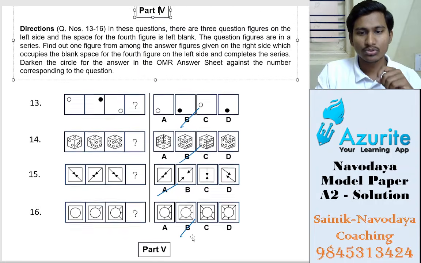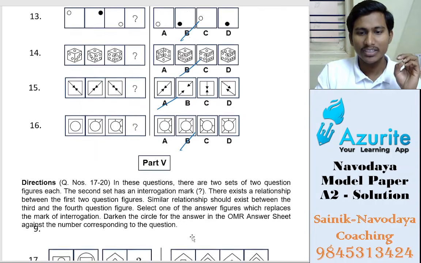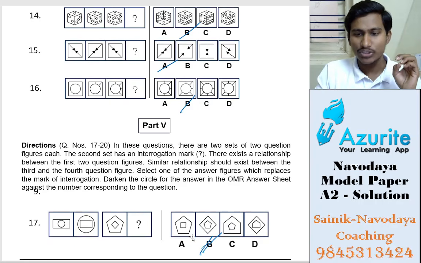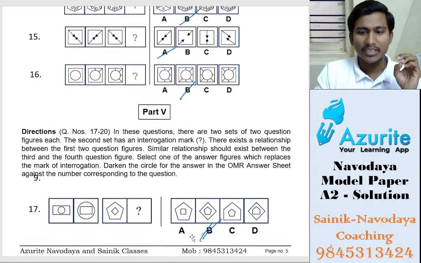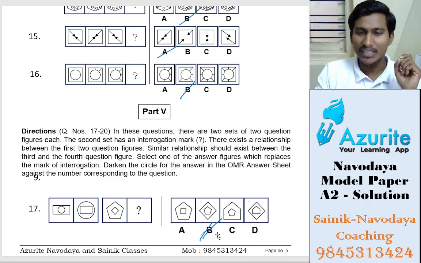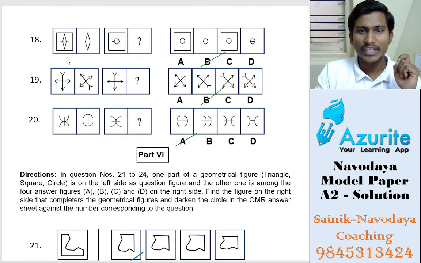Now let's do the fifth part. Fifth part is analogy, right? So the 17th is answer B. Now 18th is B, 19th is B, 20th is A.